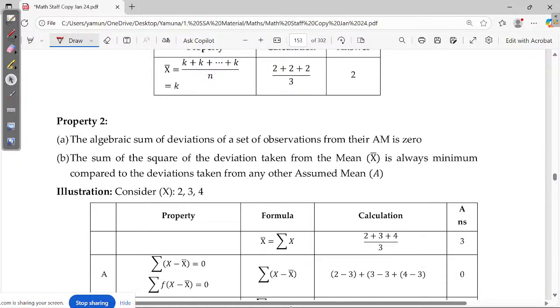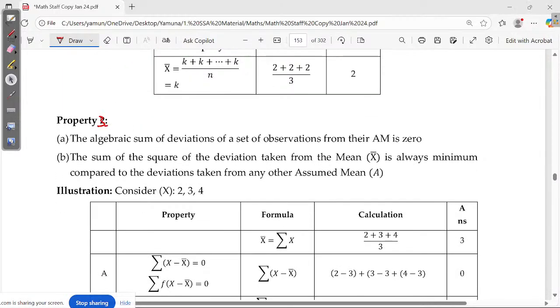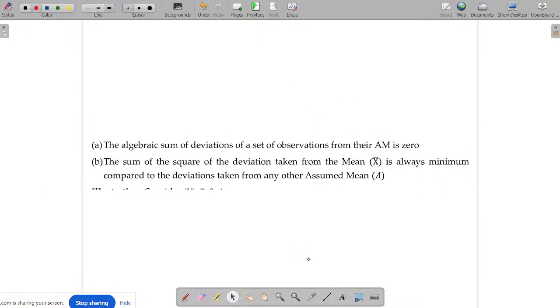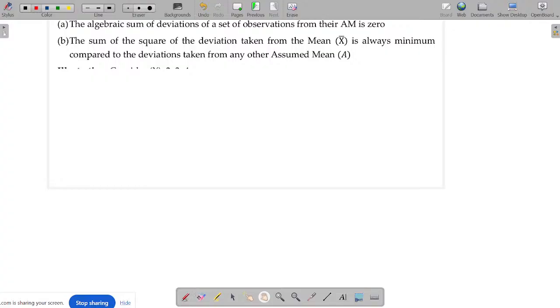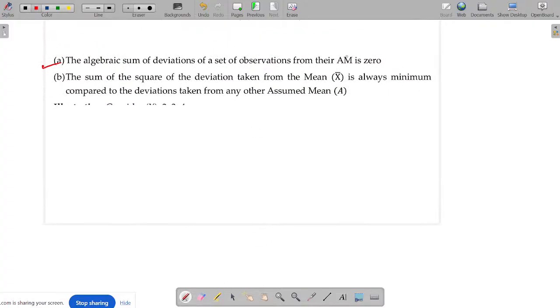Property number 3. This is property number 3. Let me have it on the board. Please join here. Actually, we have two subdivisions. First one, the algebraic sum of a set of observations from the arithmetic mean is 0. Whenever you have this type of statement, you have to go from the reverse order and try to identify that one word. From there you have to take the equation format. Is given to be 0, which means something is equal to 0.